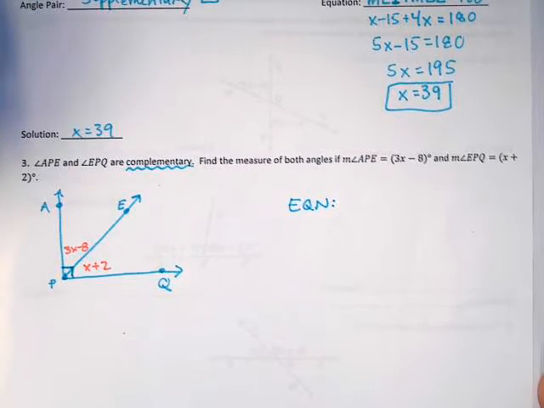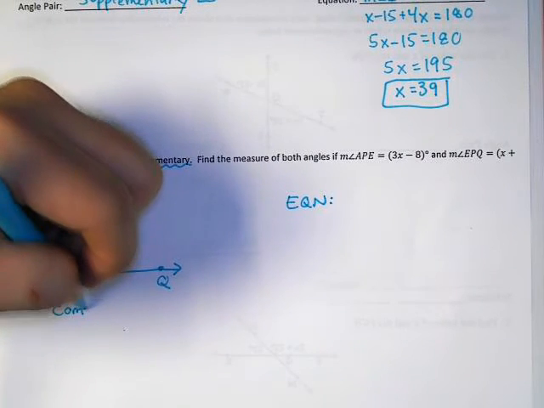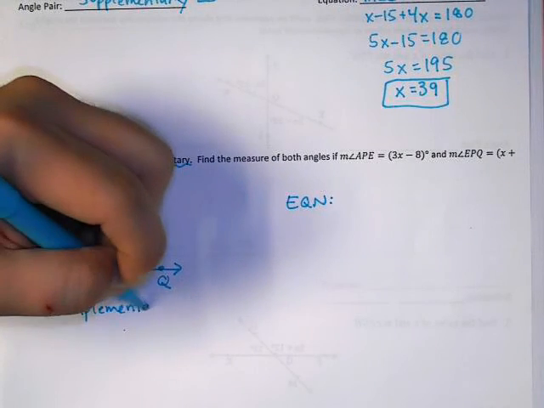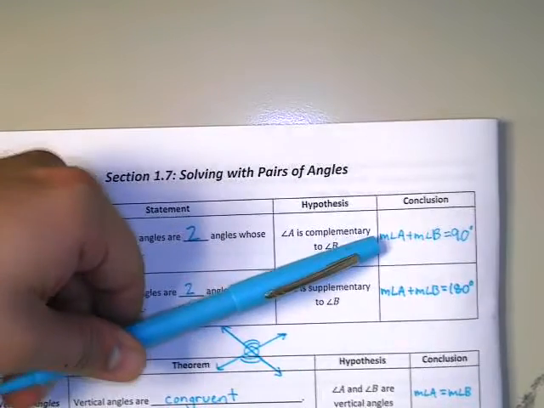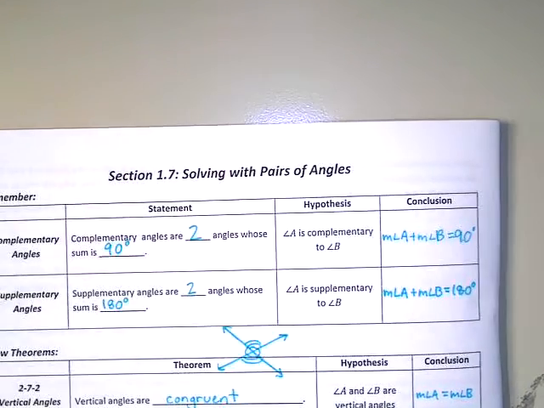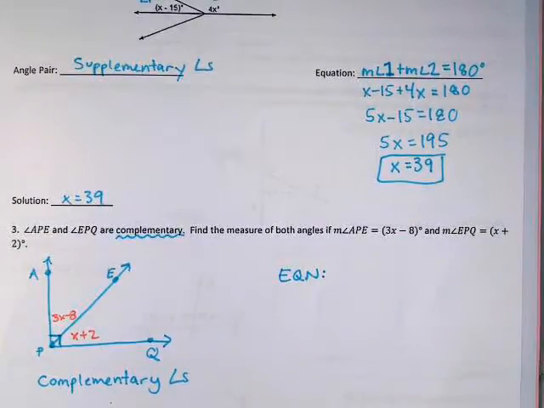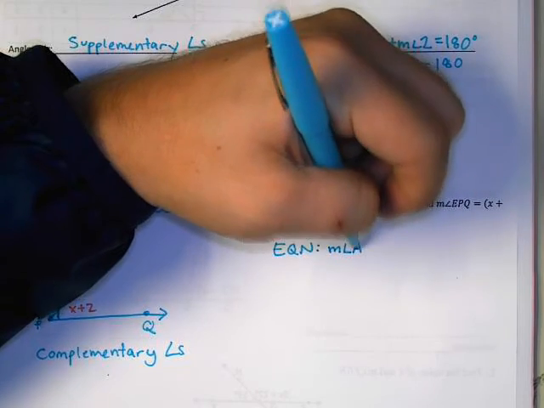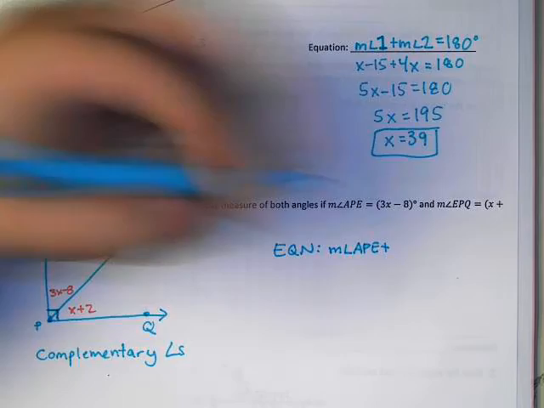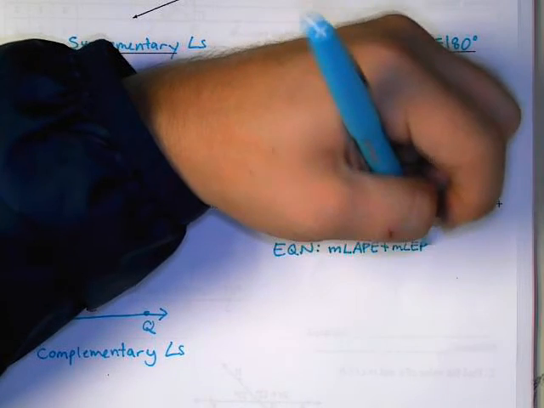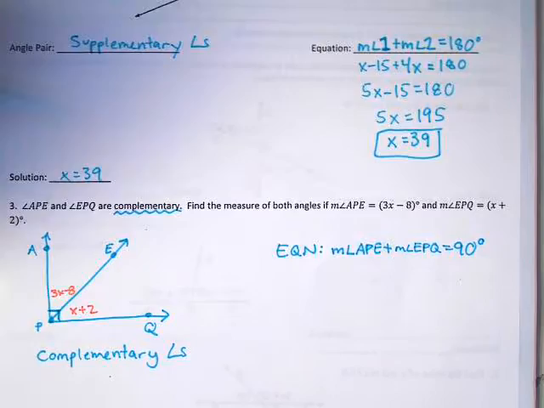My equation. Remember that because these are complementary angles, we could go back. Complementary angles have to add to 90, or we're going to have an equation such as measure of angle 1 plus measure of angle 2 is going to equal 90. So we want to try to replicate that over here. And that would be very easily something like measure of APE, because that's one of my angles, plus measure of EPQ, so measure of angle EPQ, and that just has to equal 90.